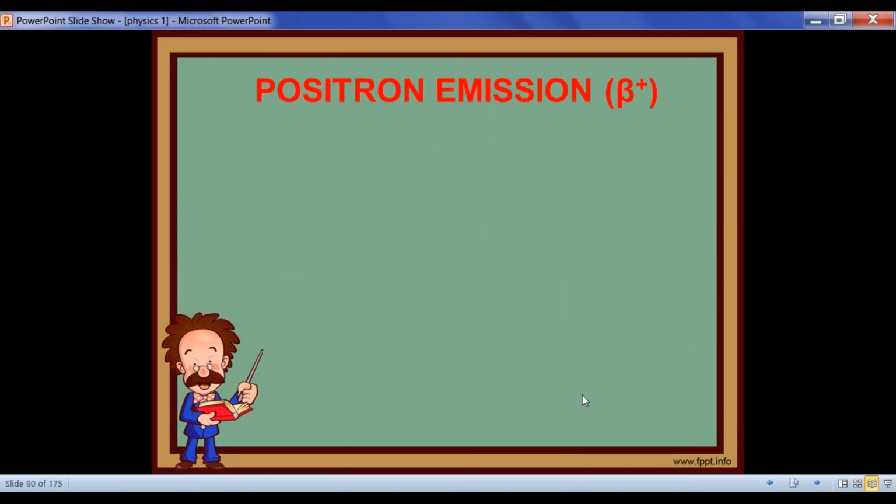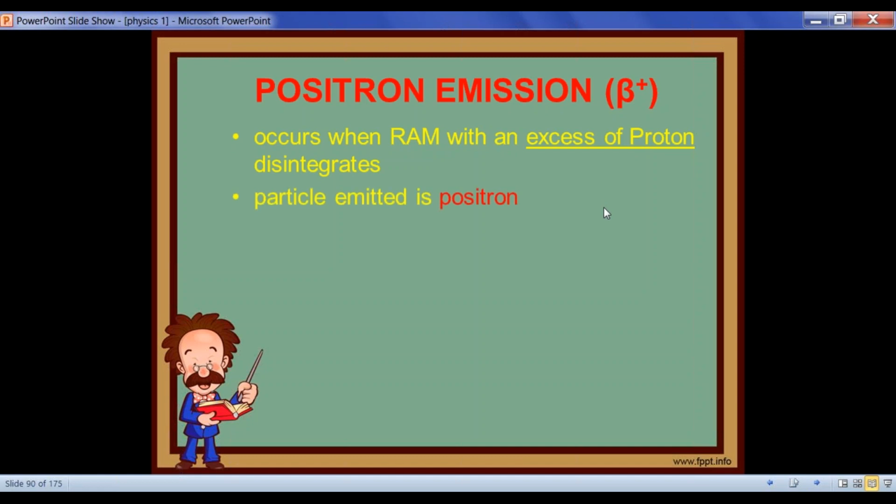For the positron emission, so it is a beta plus decay. It occurs when the radioactive material has an excess number of protons. So it has to give off its extra protons. Pag hindi naman po siya nag-give off, kailangan po niya mag-decay ng kanyang protons. The particle emitted is called positron. So positron is a positively charged electron coming from the nucleus. So galing po siya sa nucleus, okay? Positively charged electron from the nucleus.